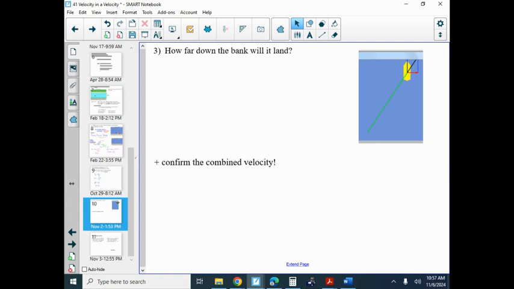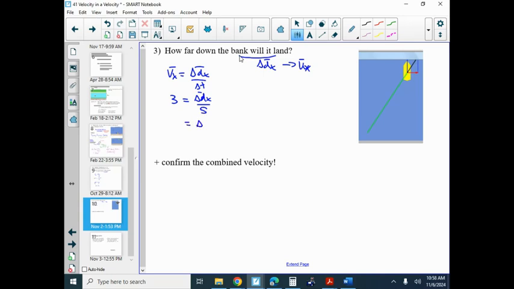So how far down the bank will it land? In other words, we're talking about a delta dx. Well, what matters for delta dx? Velocity in the x direction, right? So we have velocity in the x direction, displacement in the x direction over time. We have the river's speed is the 3, delta dx, and our time of the 5 seconds. So we look at the delta dx, multiply both sides by 5, and we get 15.